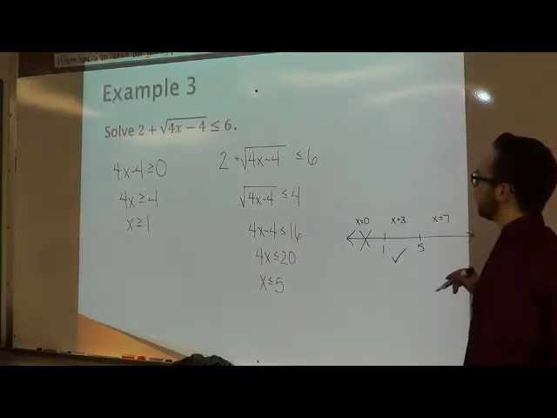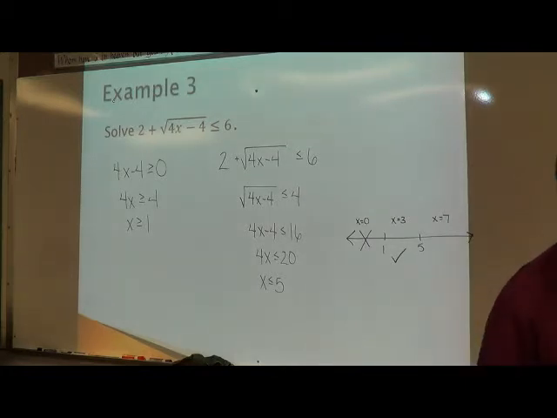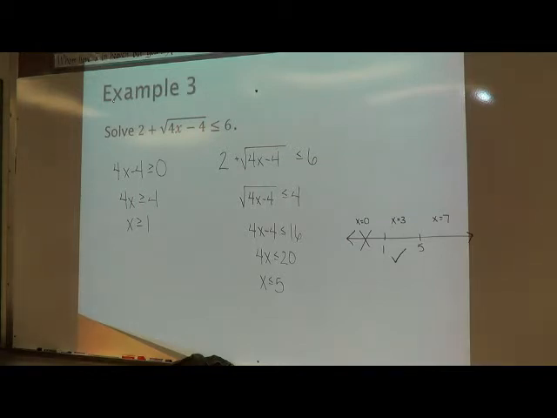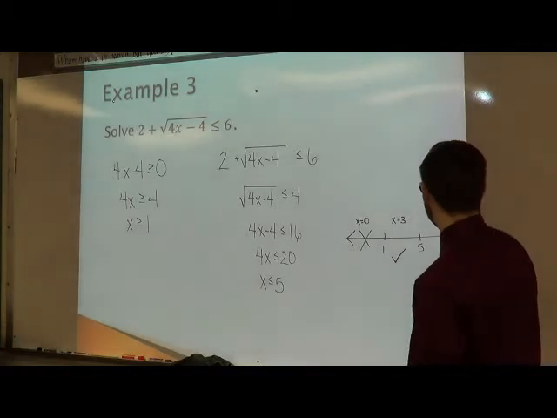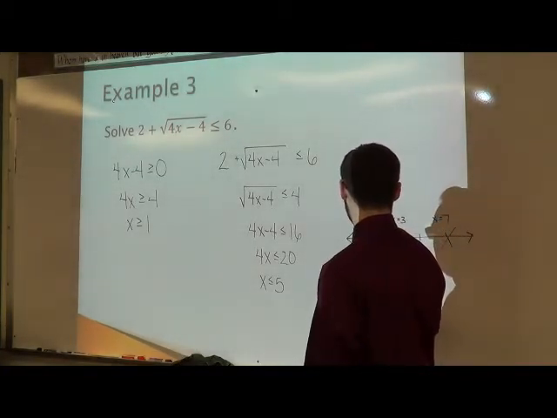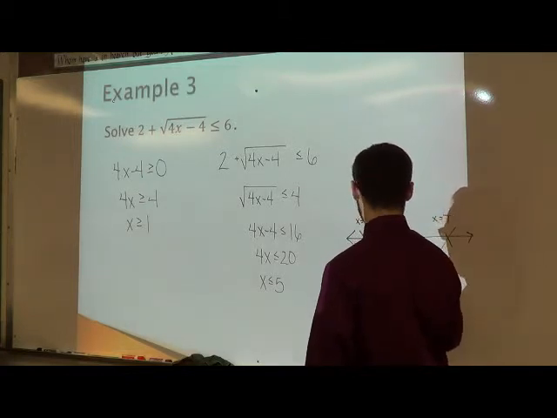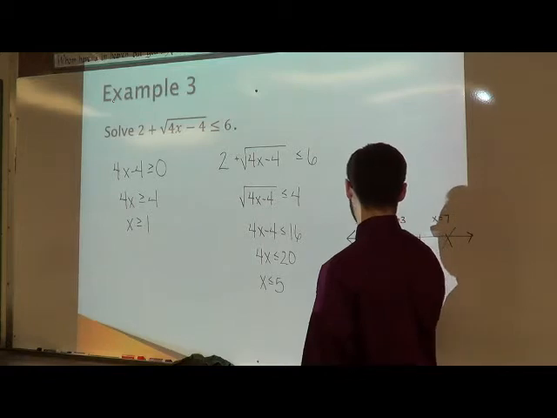Then if I try 7, 4 times 7 is 28, minus 4 is 24. The square root of 24 is going to be almost 5. It's going to be 4.9. 2 plus 4.9 is 6.9, which is greater than 6, so that does not work here. So then our interval would be 1 less than or equal to x less than or equal to 5.